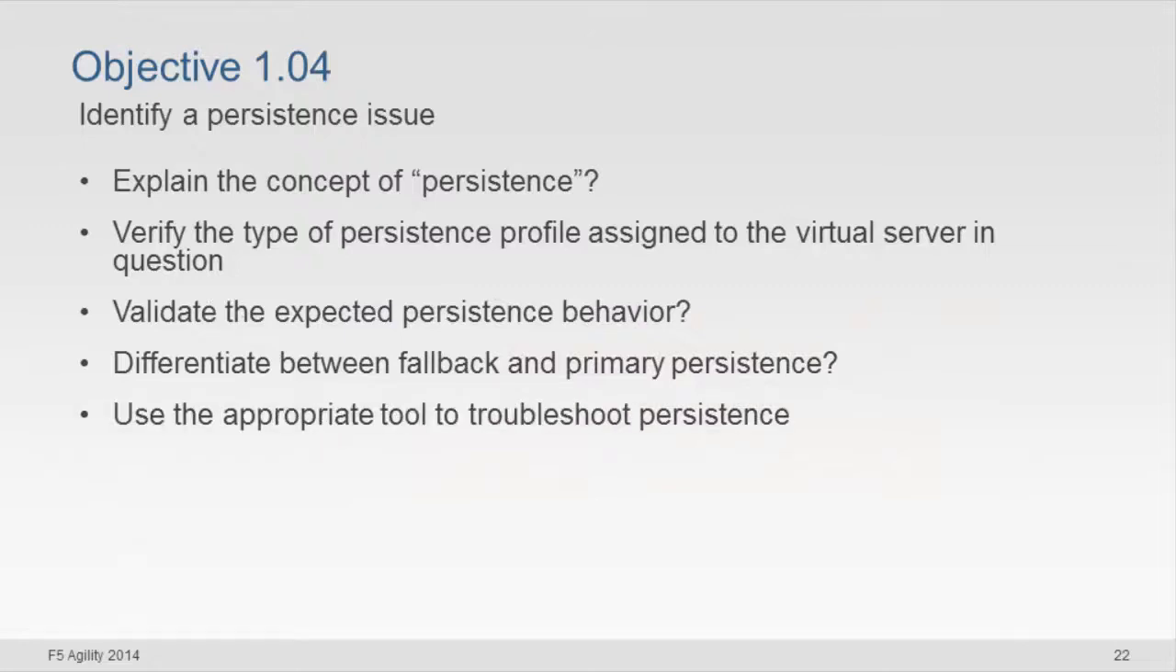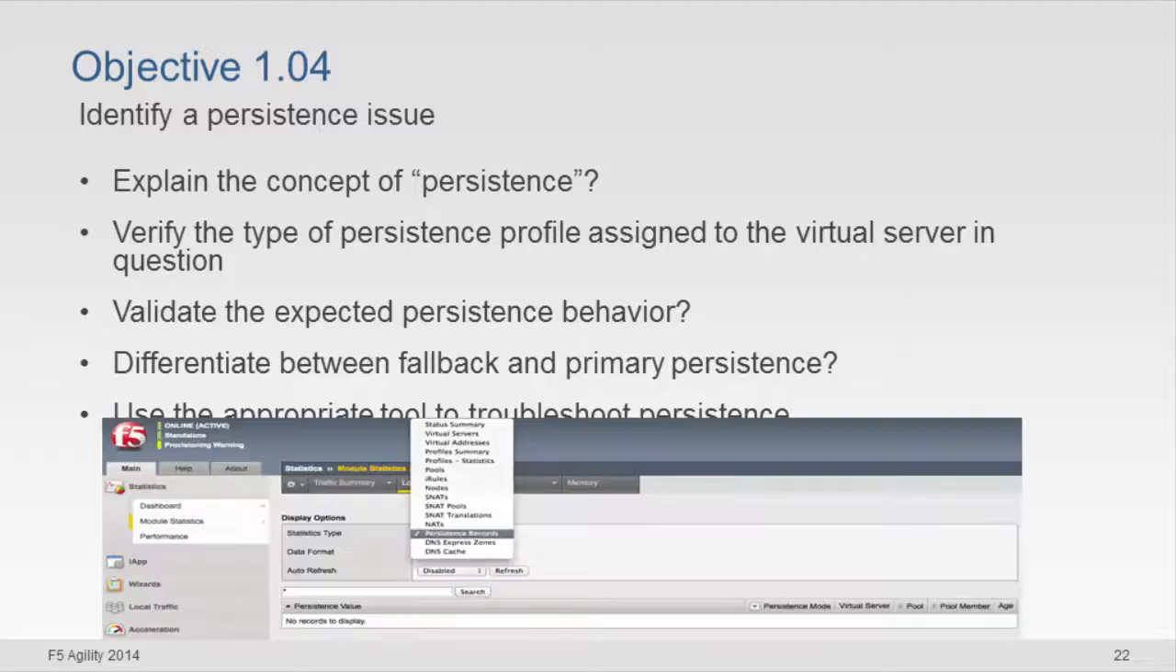Use the appropriate tool to troubleshoot persistence. I find this one kind of interesting. There are a lot of different ways inside the Big IP platform to look at our existing persistence records. However, if we're using cookie-based persistence, there is no record on the local machine on the Big IP platform of the cookie itself. That is something that's happening in flow.